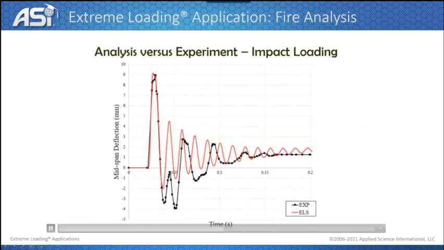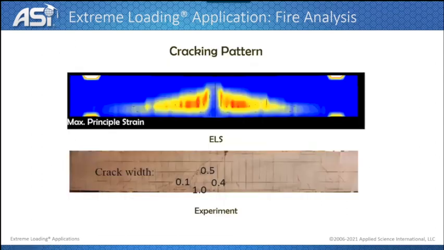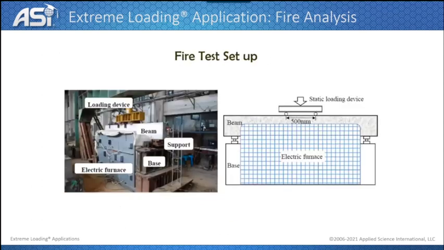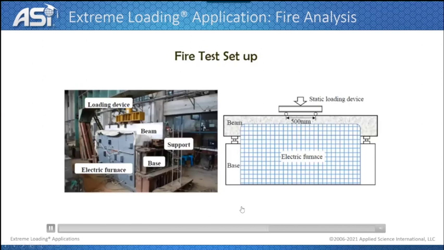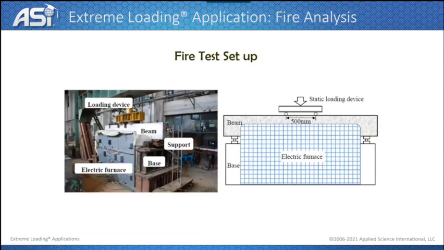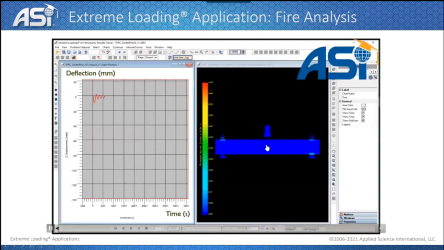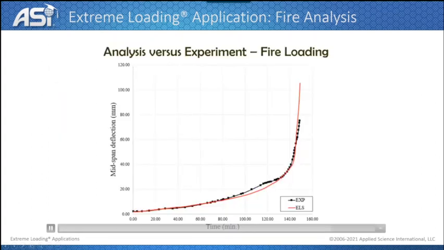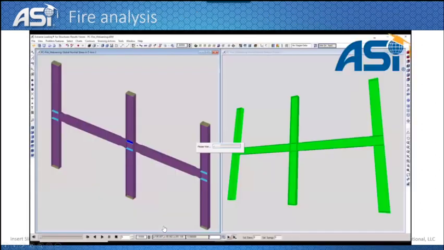And then they are going to repeat the same example again, but after putting the beam in an electric furnace, and we will see if there is an effect of the fire on the capacity of the beam. So we see here the impact, and because of the fire loading at the bottom, we see failure that happened in the beam. And this is a comparison between the experimental results and the ELS results.